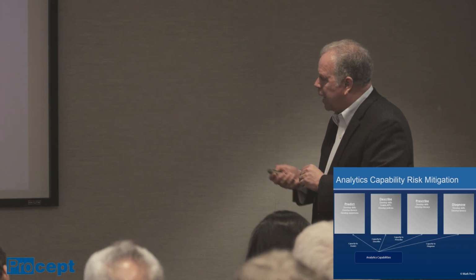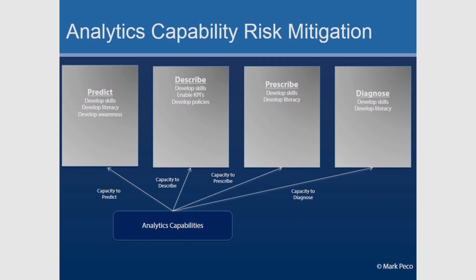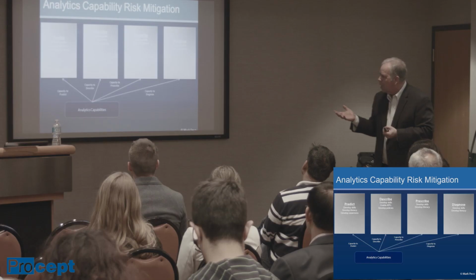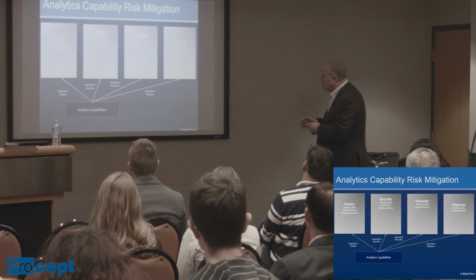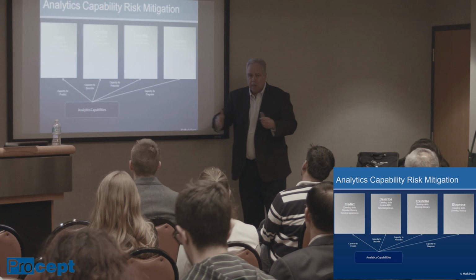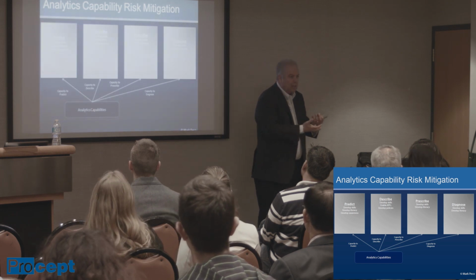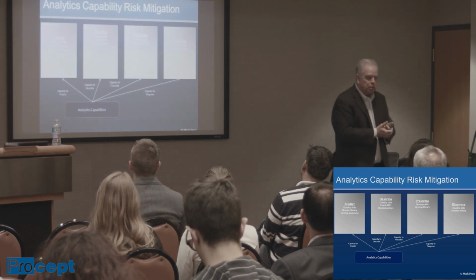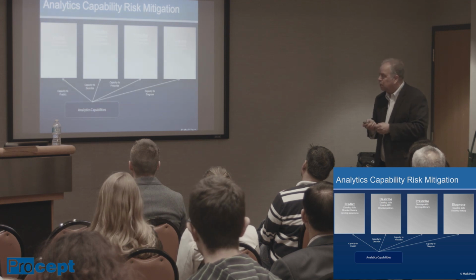Now, if we look at the analytics piece, we want to be able to predict something, describe things through measurements, prescribe actions, and diagnose problems. These are 4 categories of analytics we could put in place to drive insights to make the businesses change. So if something isn't working properly, we might have to develop skills, develop literacy, develop policies. Those become the mitigating countermeasures we can put in place to change and reduce the risk we're taking on.